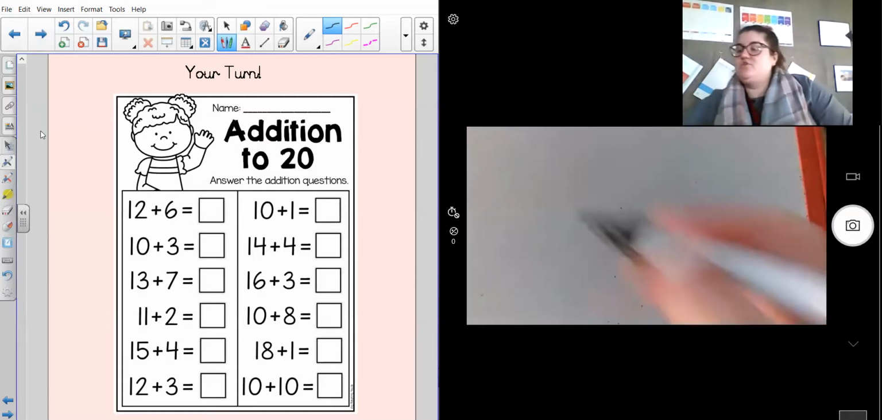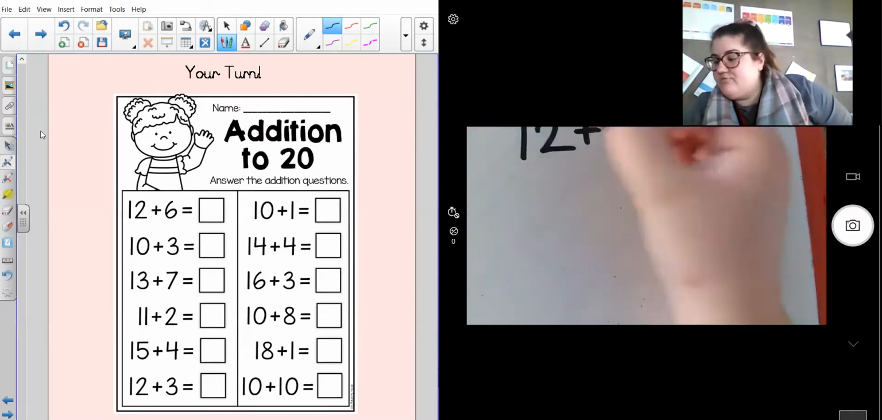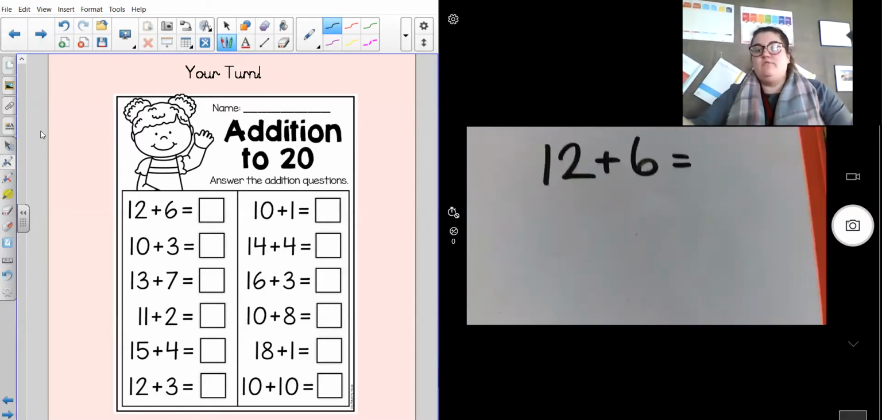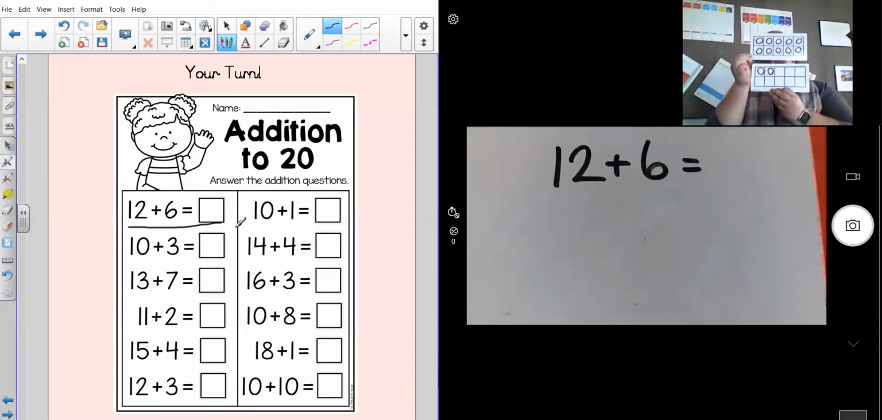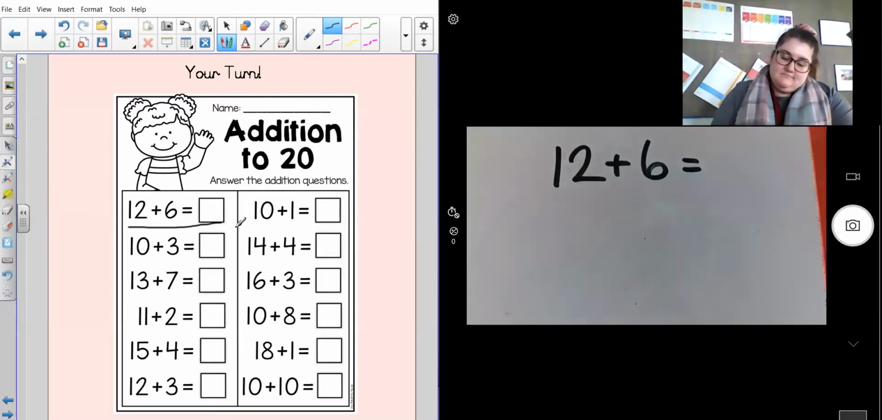So let's do the first one together, okay? So your problem is 12 add 6. Here it is. We're doing this one here. Yeah? So I'm going to represent 12 using my 10 frames because that's what we've been using today. There we go. There's 12. 10, 11, 12. There's 12. And I'm going to add 6. There we go. Can you see that?